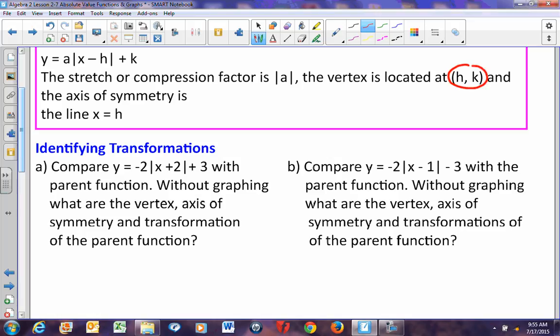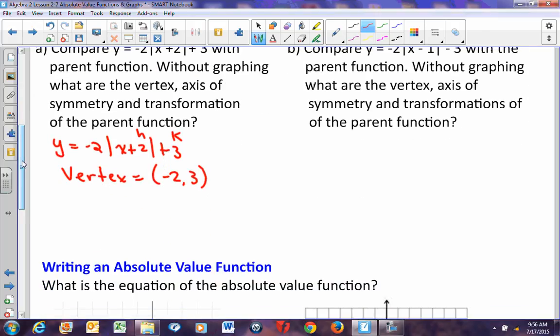Okay. So, if I have the equation y equals -2 absolute value of x plus 2 plus 3. This is h and this is k, which means my vertex is equal to -2, 3. Remember, it's the opposite inside the absolute value of what you think it should be. My axis of symmetry then is the line x equals h, so my axis is x equals -2.